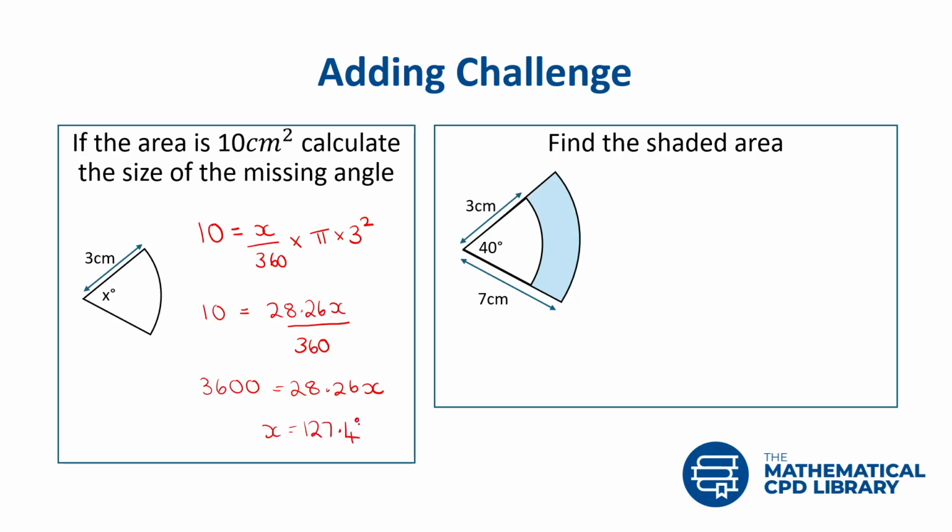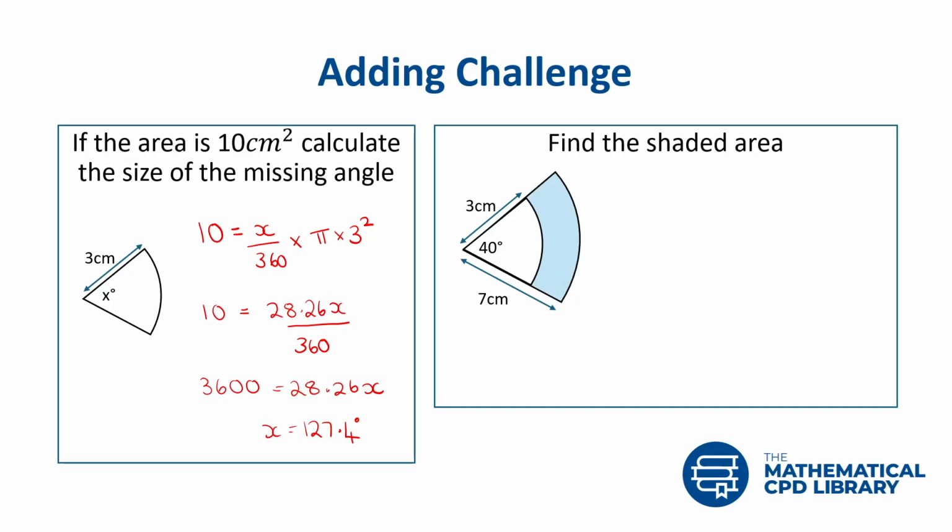I can then simply divide 3,600 by 28.26, and I would get an answer of 127.4 degrees. This diagram is certainly not drawn accurately for that to be the right answer, and you might need to point that out to students. Another quite common question is to find the shaded area where there are actually two sectors to look at.